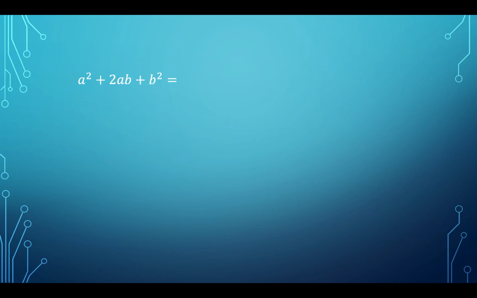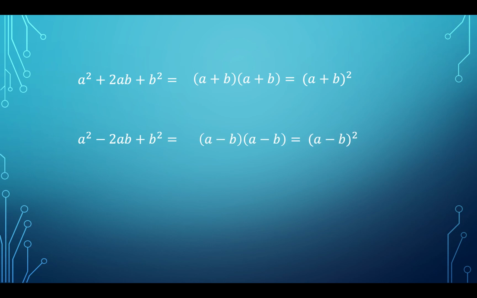So if we have a squared plus 2ab plus b squared, that's going to be equal to (a plus b) times (a plus b). This is what we get when we factor a squared plus 2ab plus b squared. A simpler way to write that is (a plus b) squared. And then we can have a squared minus 2ab plus b squared. If we were to factor that, you would get (a minus b) times (a minus b), or you could say it's (a minus b) squared.